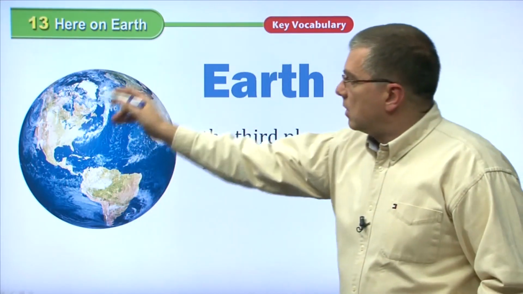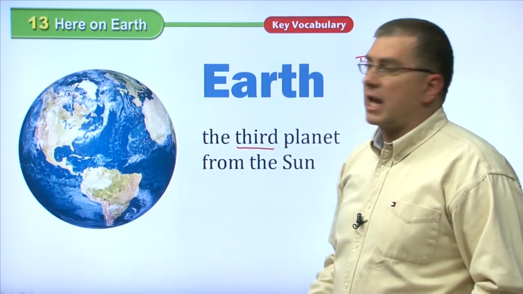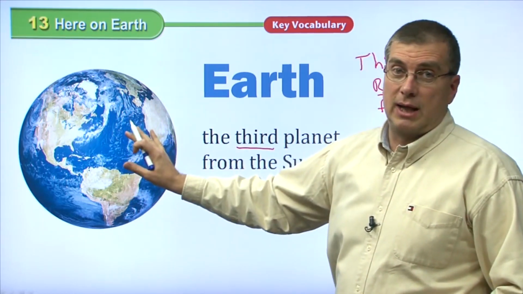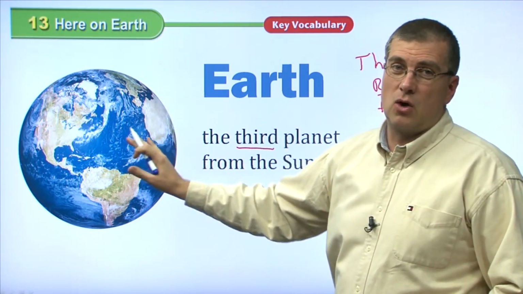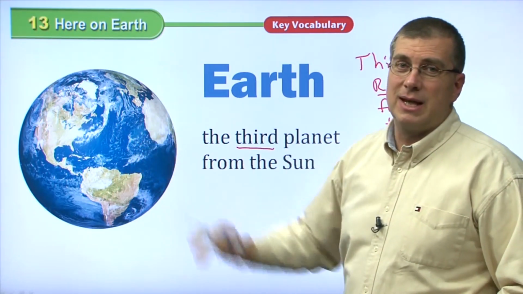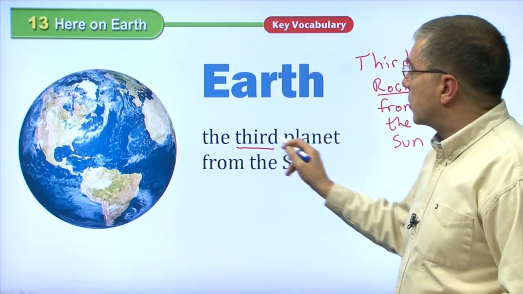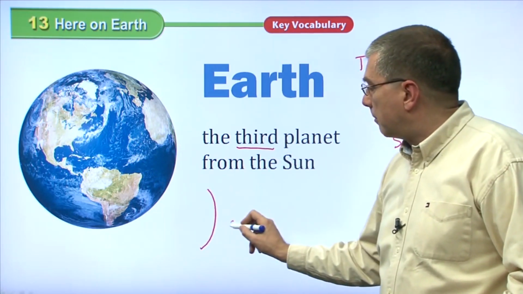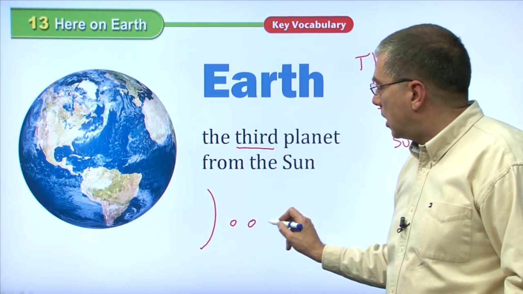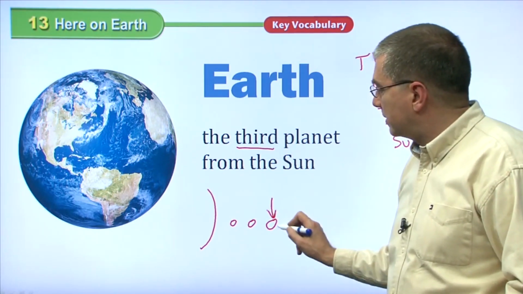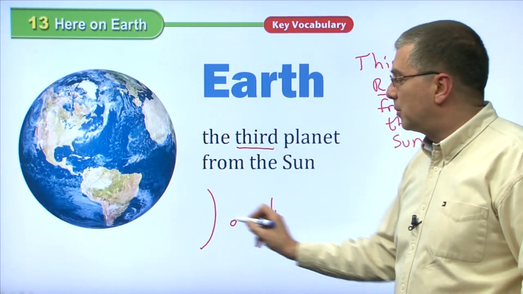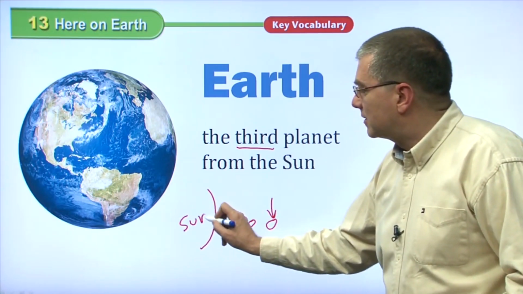But anyway, this is the Earth, and this is what the Earth looks like from space, right? So we can see it's a very beautiful planet, and it's where we live. It's our home. It's the only planet like this in our solar system. And it's the third planet from the sun. So the sun is here, Mercury, Venus, Earth, that's us. Yay! Okay? So 1, 2, 3. The third planet from the sun.